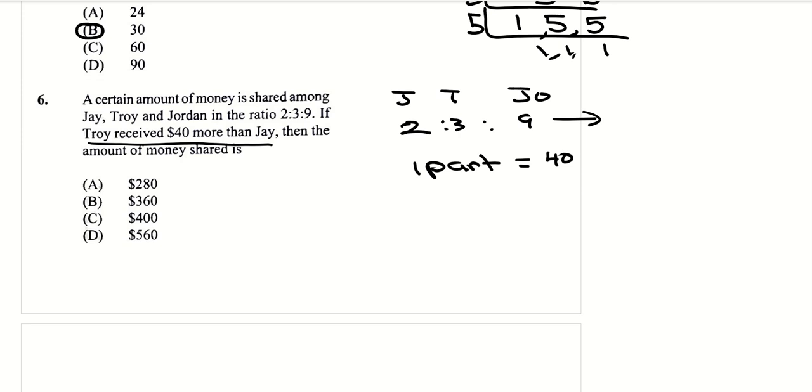What then is the amount of money shared? So they want to know the total amount of money shared. What is the total number of parts? Your total number of parts would be 9 and 3, which is 12, and 2, which is 14. So we want 14 parts.